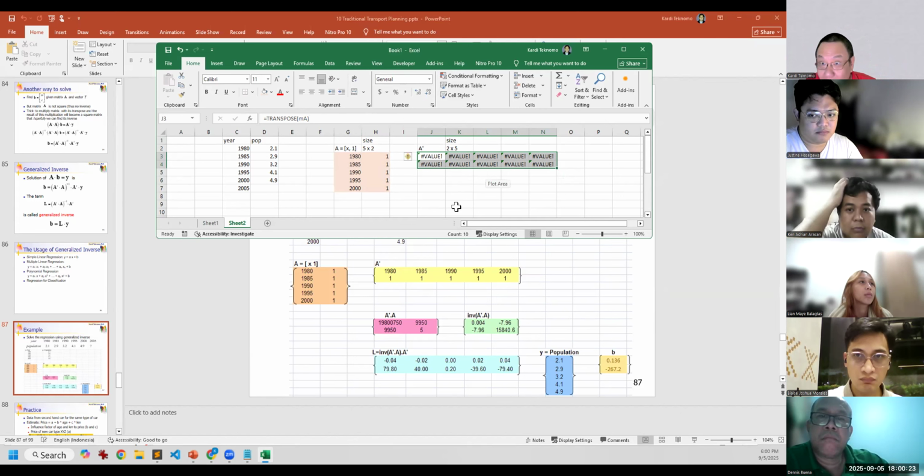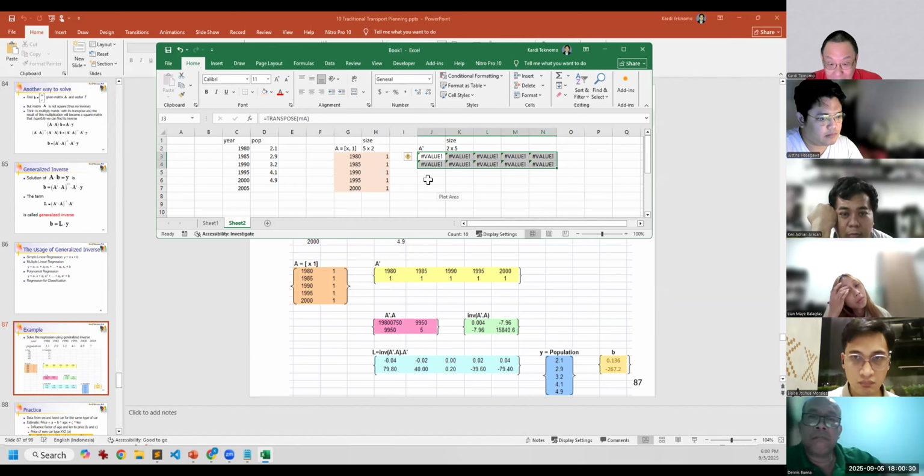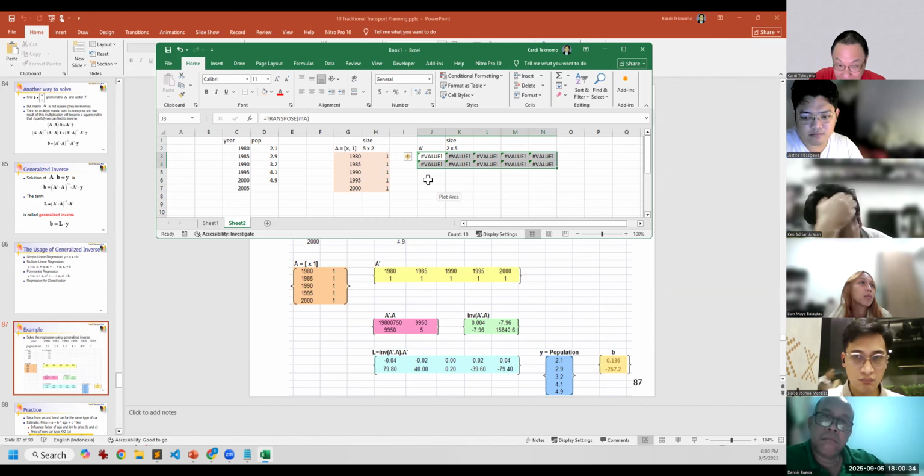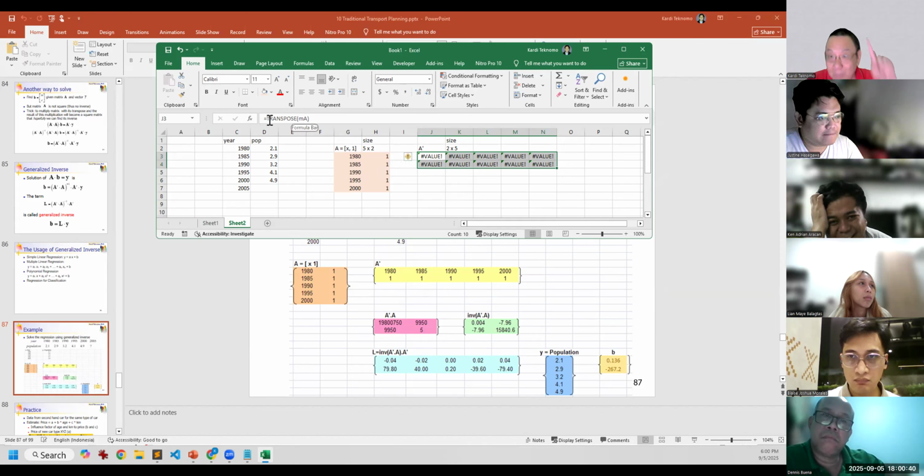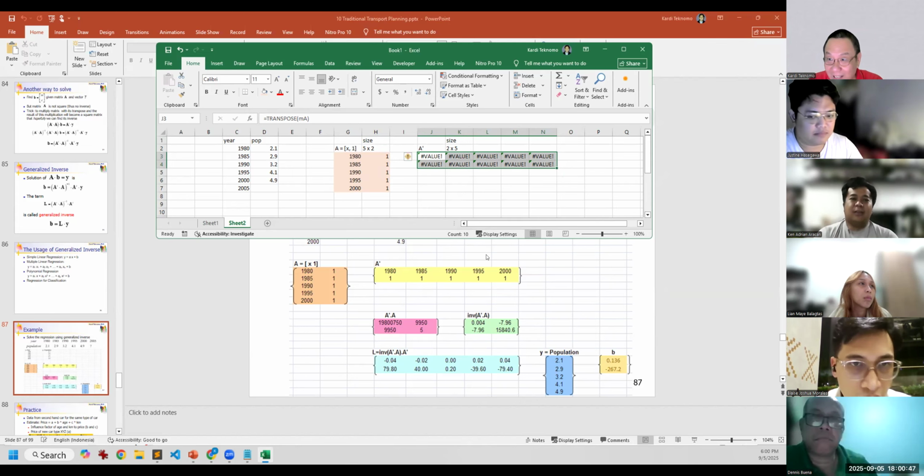Shift, Control, and okay. Maybe this is incorrect. Why is this incorrect? My finger is not correctly put on Shift, Control, and Enter. Okay. How do you know that this is incorrect? If this is correct, it will become an array. Yeah. So if it is incorrect, no array.